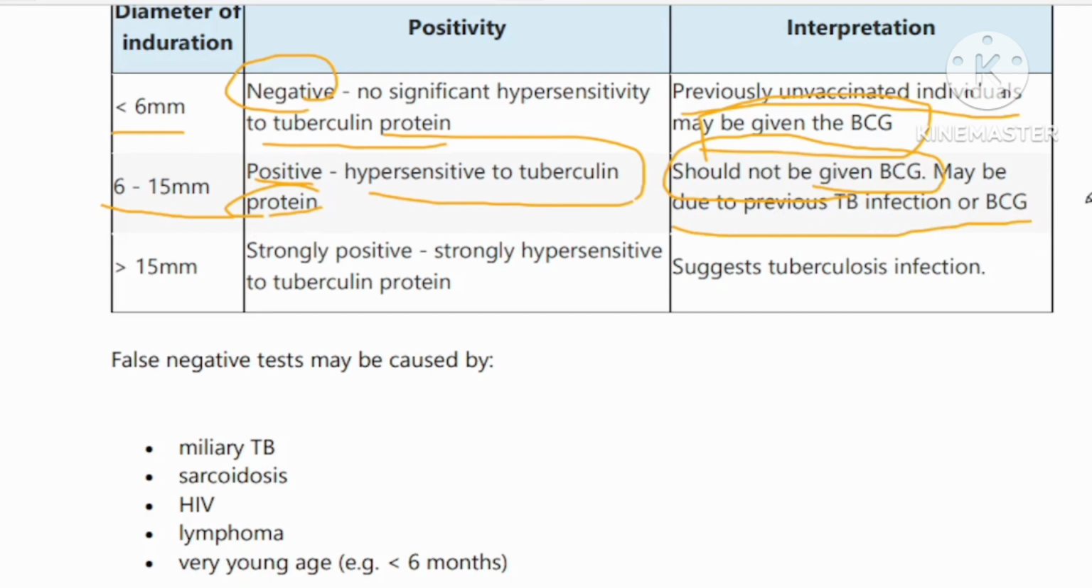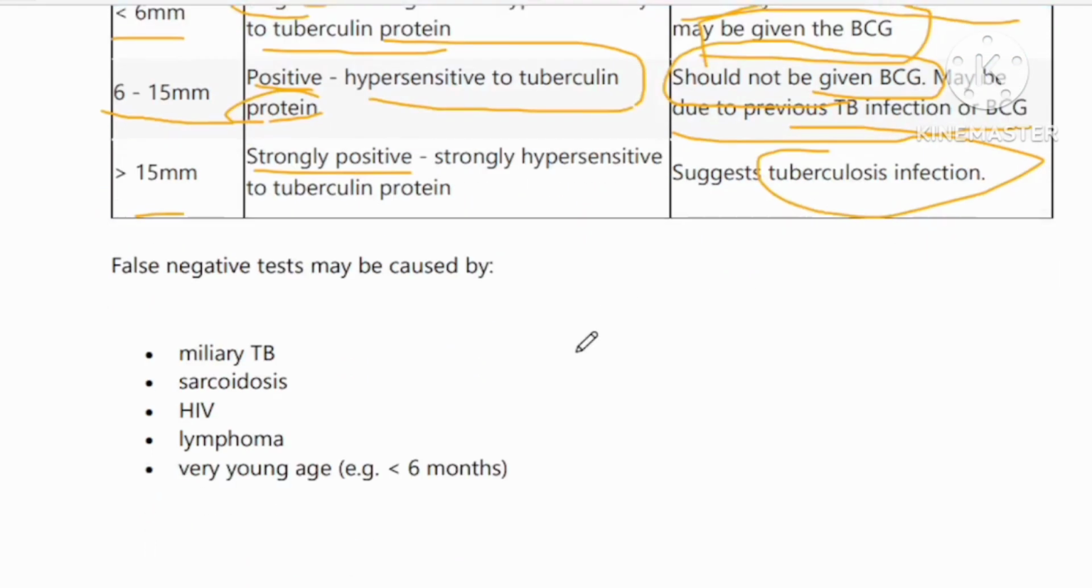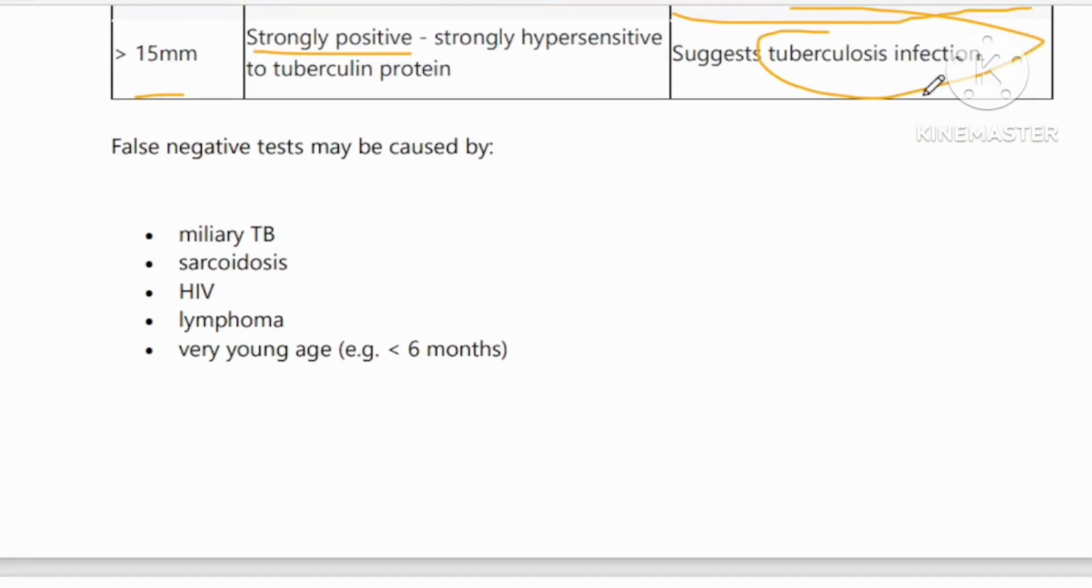In this case it is positive, so BCG should not be given. That is definitive. But in this category, it may show a previous infection or that the patient is vaccinated. More than 15 mm is strongly positive, so it suggests tuberculosis infection, meaning the patient has an active infection.